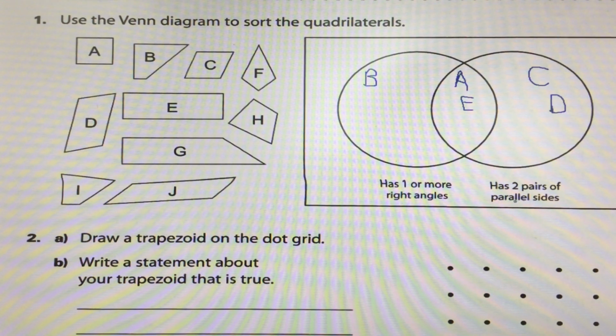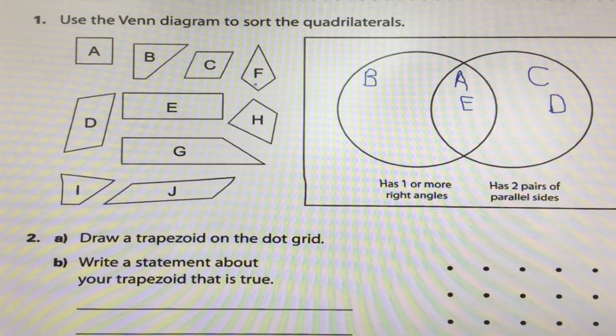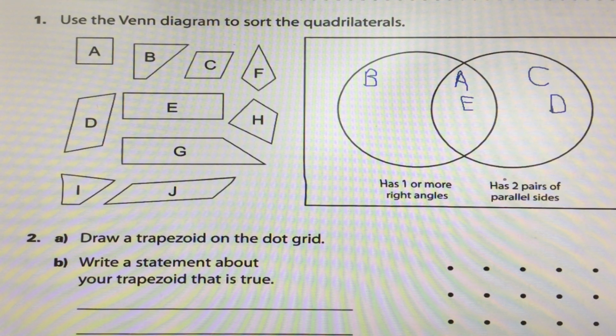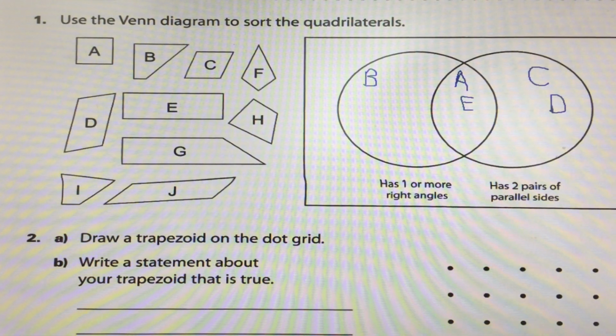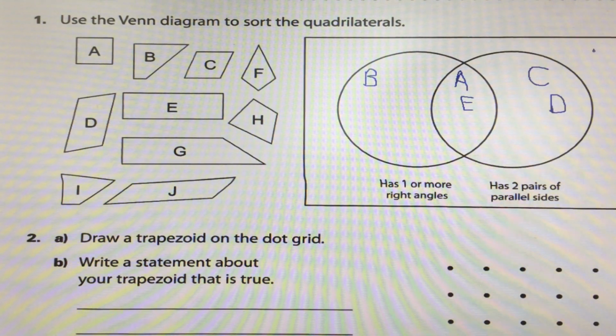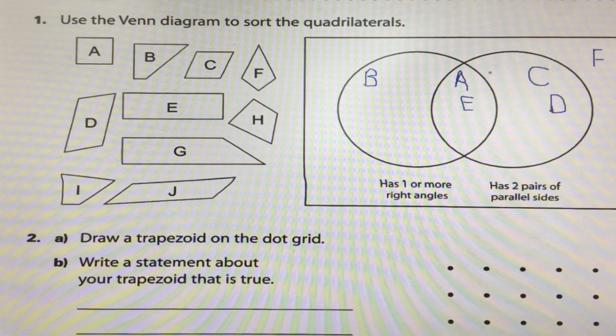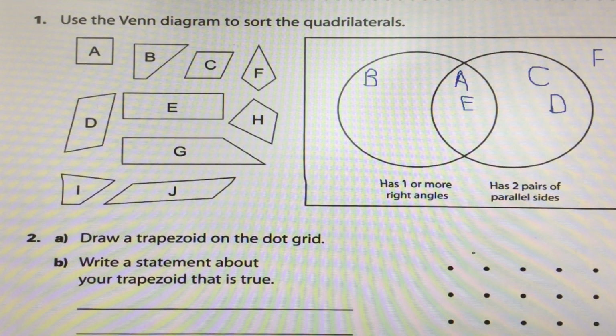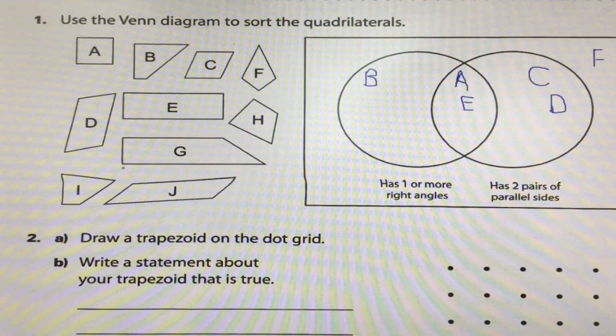sides. Look at F. F is a kite, and it has two pairs of adjacent sides that are equal, but there are no right angles, and it has no pairs of parallel sides. So it doesn't fit into this circle because it has no right angles, and it doesn't fit into this circle because it has no parallel sides at all. So F actually goes outside of both of them because it doesn't fit either of these attributes. So based on that, let's see if you can finish off G, H, I, and J.